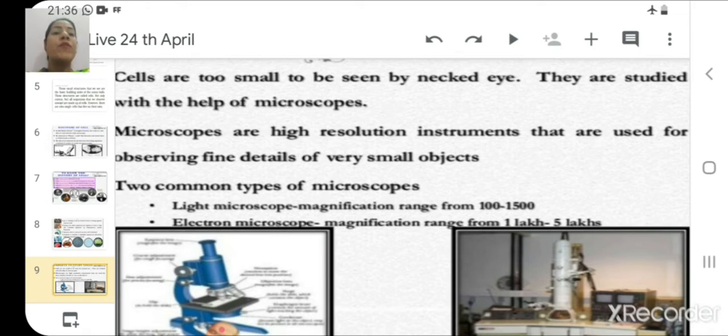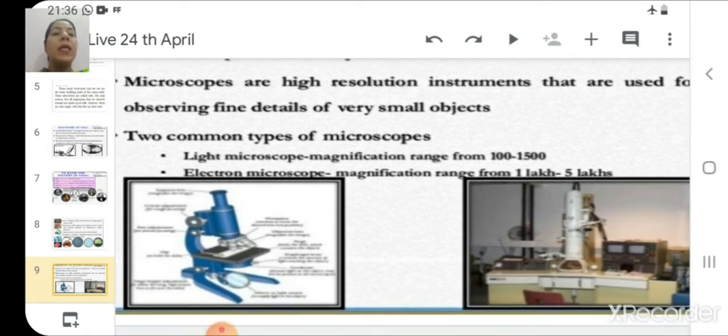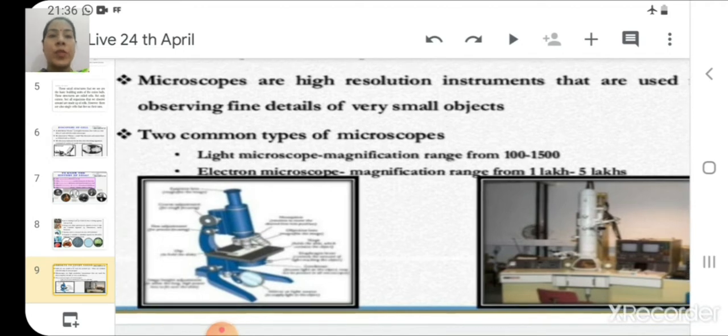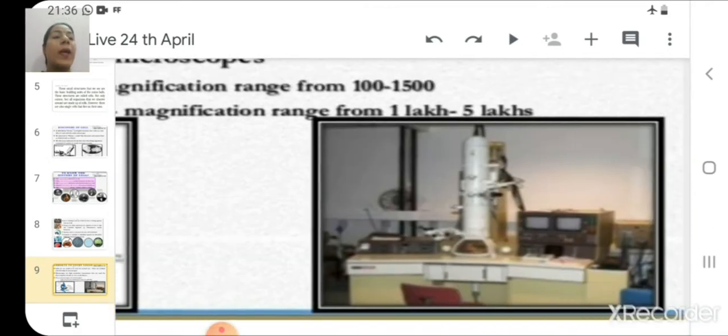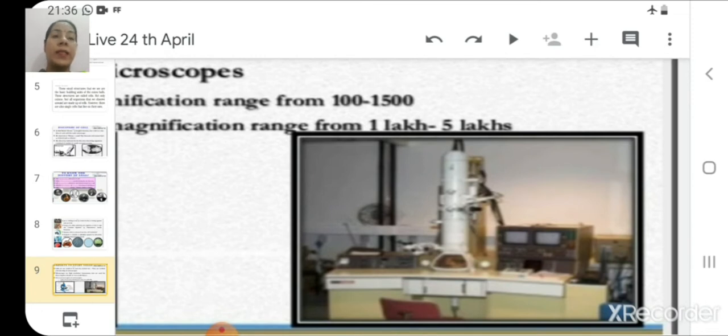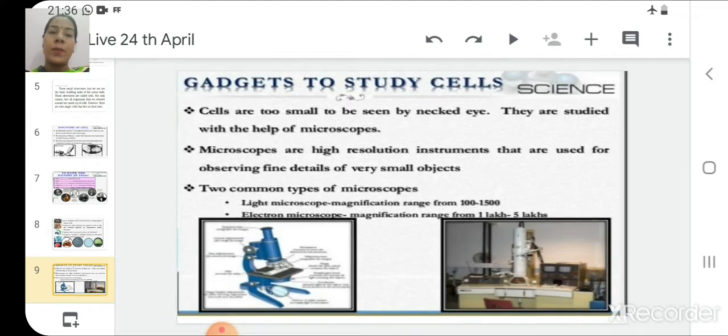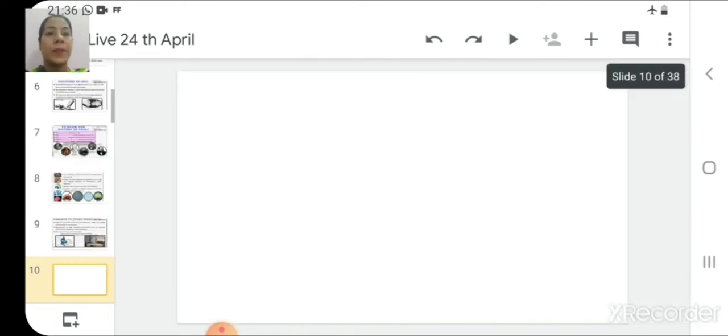Two common types of microscopes are shown here. Light microscope, which is shown here, and electron microscope, which is shown on the other side of this slide. So the electron microscope is the advanced one which has a higher magnification power, whereas the light microscope is the simple compound microscope in which a source of light is used to visualize the object.